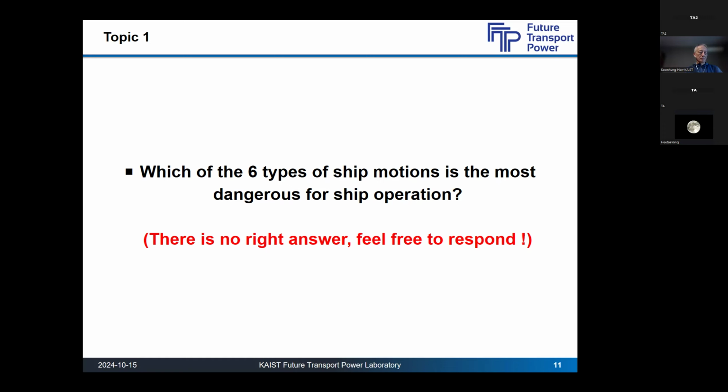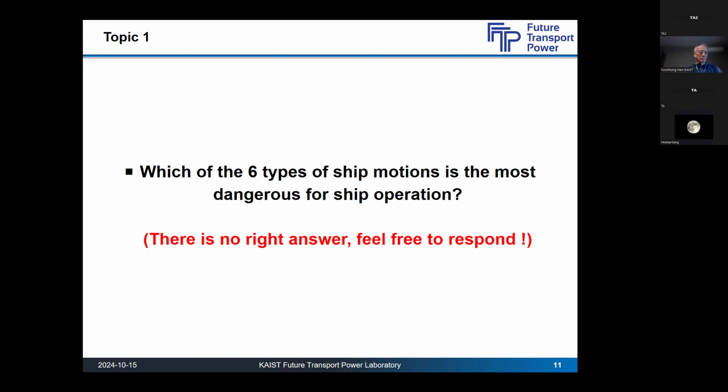Okay. There are 2 answers from Lloyd Anthony. The answer is roll, because if the ship rolls too much, it can capsize. And the second answer is from Song Ho Han. He answered pitching because it can cause slamming, referring to Jungwo's lecture before.